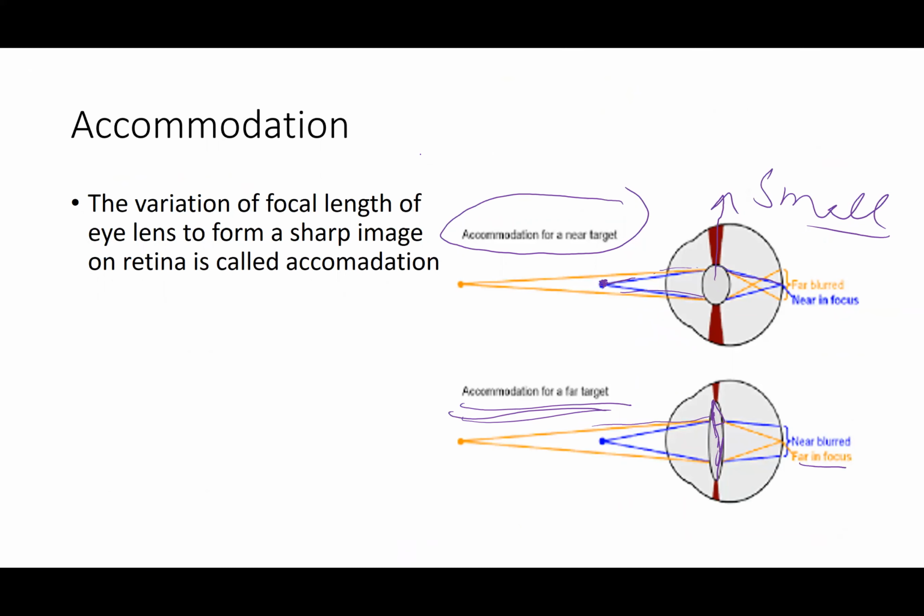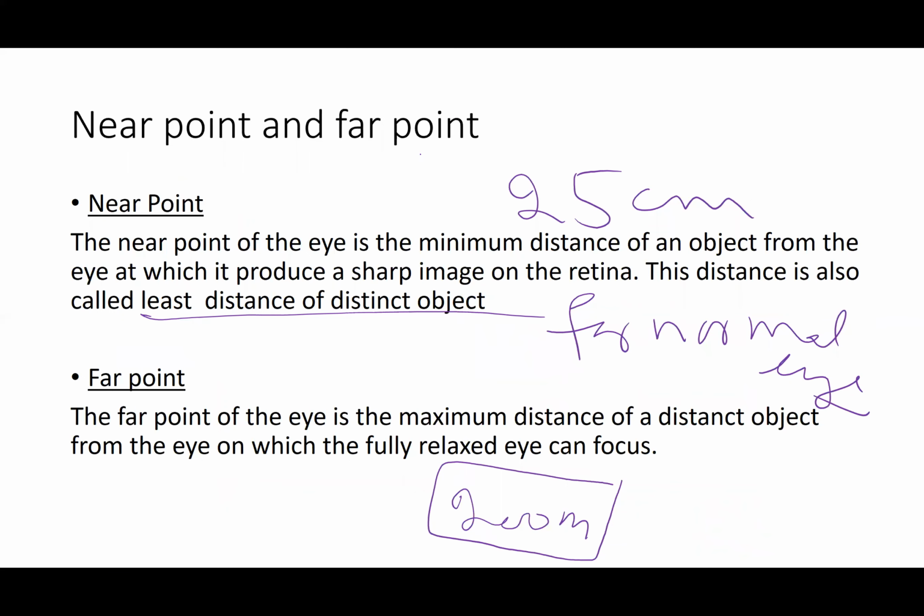Accommodation. The variation of the focal length of the eye lens to form a sharp image on the retina is called accommodation. Near point, or least distance of distinct vision, is the minimum distance of an object from the eye at which it can produce a sharp image. The far point of the eye is the maximum distance of a distant object from the eye on which the fully relaxed eye can focus.